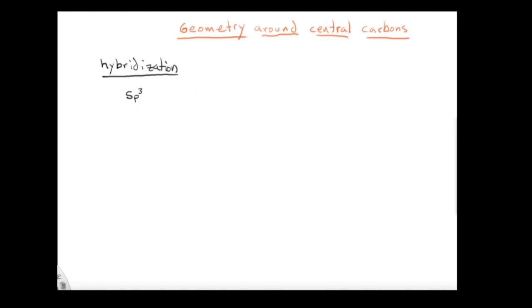So the first geometry that we're going to talk about is a molecule that has sp3 hybridization, and there's going to be some variation to this. The most basic type of sp3 hybridization, though, will be molecules that are tetrahedral. And when we look and see how many groups of electrons there are, there's going to be 4 bonded groups around the central carbon.